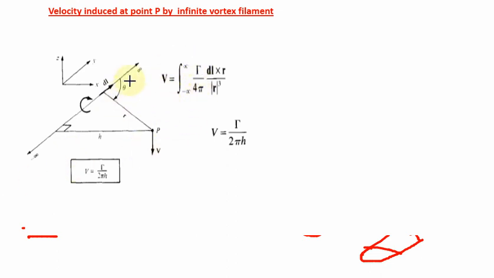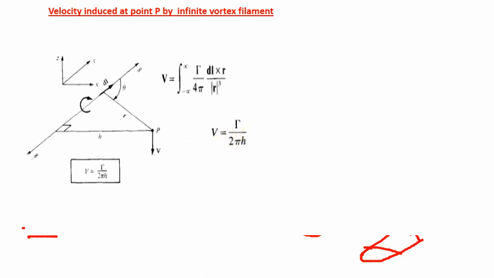Here it is an infinite distance, so we consider the limit from minus infinity to plus infinity, and by solving with some mathematical consideration, we finally get the induced velocity value V. We have to remember this velocity is only for the infinite vortex filament. For the infinite vortex filament, the induced velocity V equals gamma by 2 pi h.